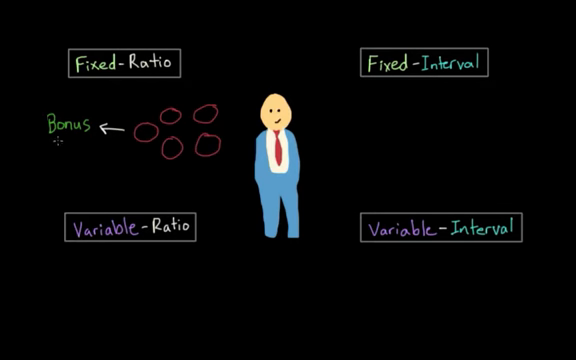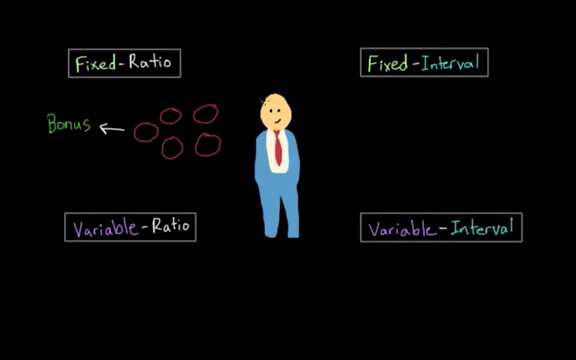And if he sells 5 cars in a week, he'll get a bonus. If he sells 5 cars in a month, he'll get a bonus. And if he sells 5 cars in a day, he'll get a bonus. You get the idea. What I'm illustrating here is that the reinforcement, in this case the bonus, is contingent on the number of cars he sells, regardless of how long it takes him to do it.